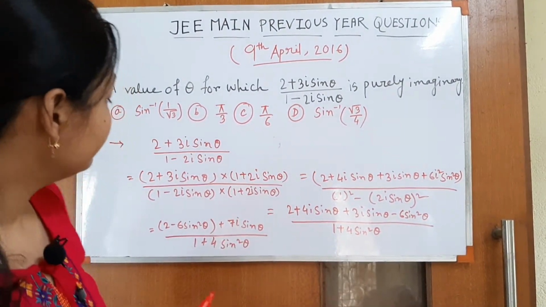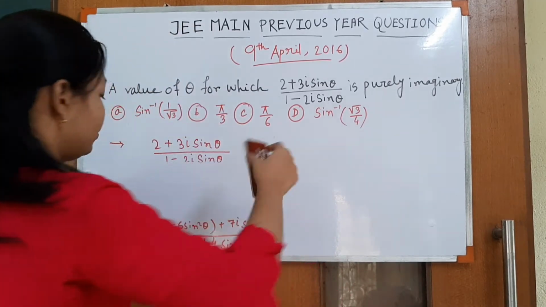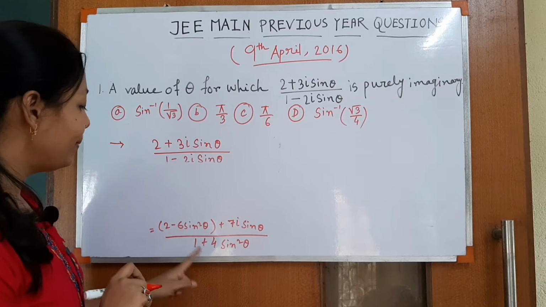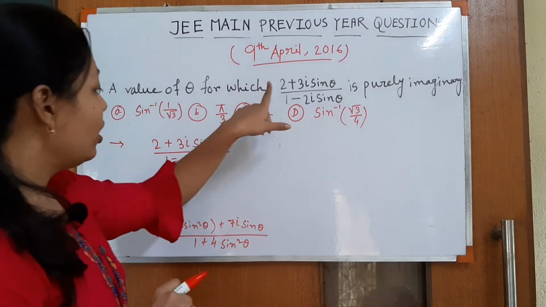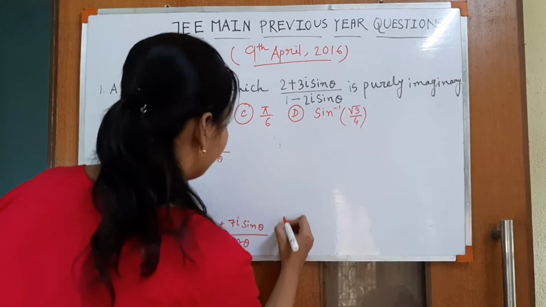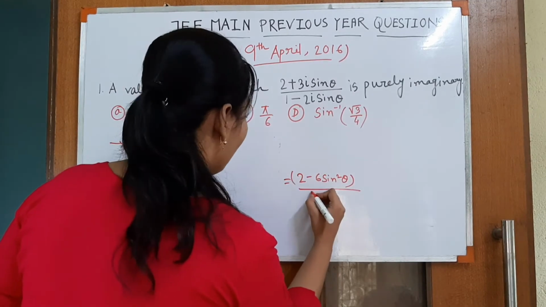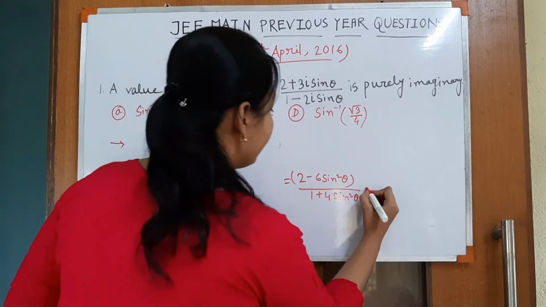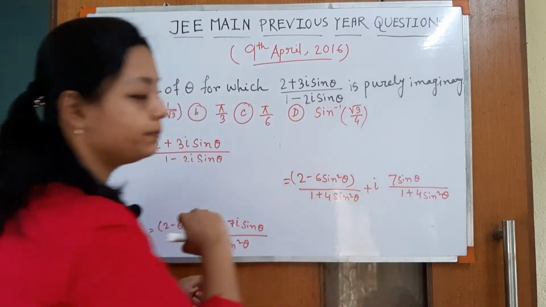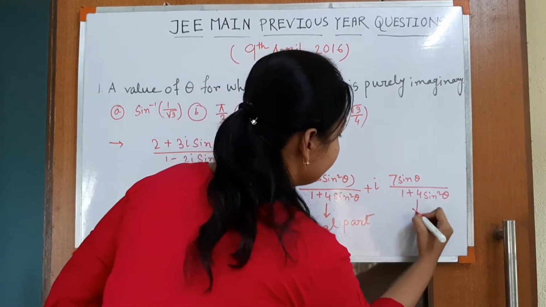So, we get the term (2 minus 6 sin square theta plus 7i sin theta) by (1 plus 4 sin square theta). Since we have to make this term purely imaginary, here the real part is (2 minus 6 sin square theta) by (1 plus 4 sin square theta), plus i into 7 sin theta by 1 plus 4 sin square theta. Okay. This is the real part and this is the imaginary part.